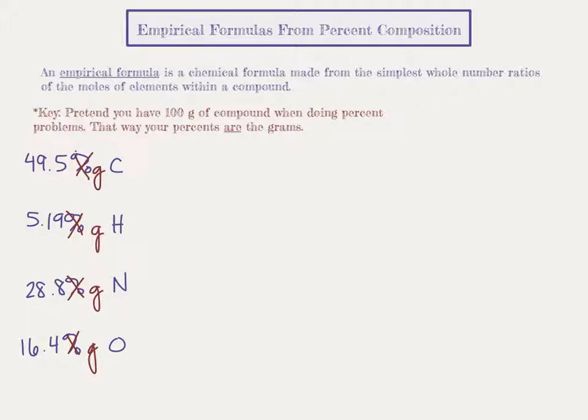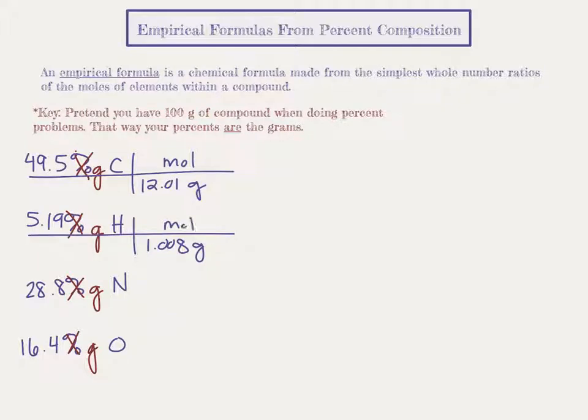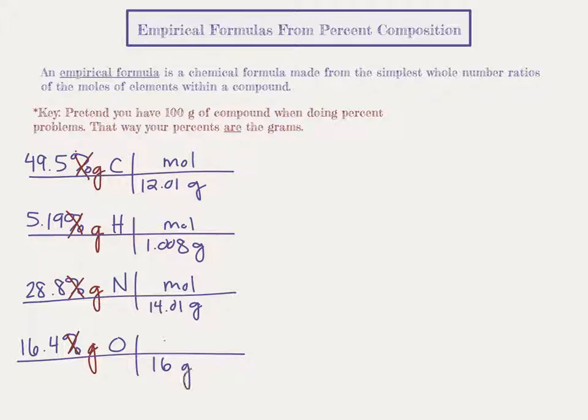Now that we have a gram amount, we can change these grams into moles by dividing by the molar mass. For carbon, that's going to be 12.01 grams per mole. For hydrogen, that's 1.008 grams per mole. For nitrogen, that's 14.01 grams per mole. And for oxygen, that's 16 grams per mole.